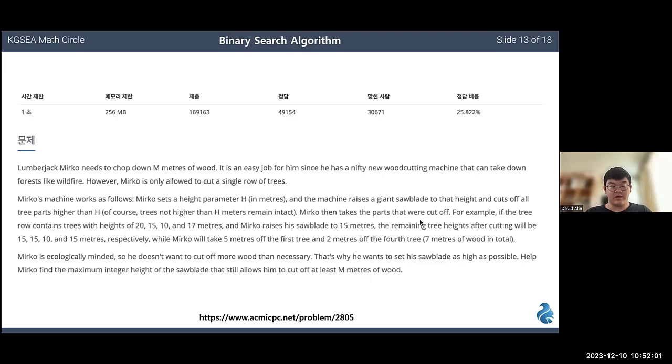For example, if the tree row has heights 20, 15, 10, and 17 meters, and Mirko raises his saw blade to 15 meters, the remaining tree heights after cutting will be 15, 15, 10, and 15 meters, respectively, while Mirko takes 5 meters off the first tree and 2 meters off the fourth tree, so he gets 7 meters of wood in total. Mirko is ecologically minded, so he doesn't want to cut off more wood than necessary. That's why he wants to set his saw blade as high as possible. Help Mirko find the maximum integer height of the saw blade that still allows him to cut off at least M meters of wood.